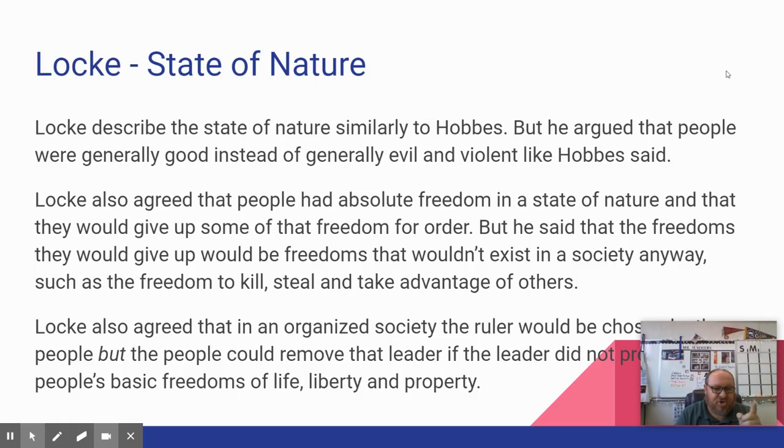but the people could remove that leader if the leader did not protect the people's basic rights, which he defined as the freedom of life, liberty, and property ownership. Sound a little bit familiar? It should.